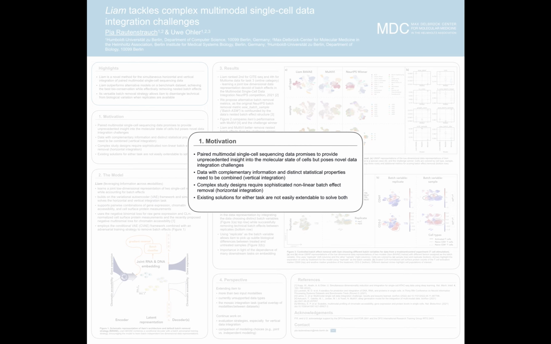So multimodal single-cell sequencing data really promises to provide unprecedented insights into the molecular state of cells, but at the same time it poses novel data integration challenges. On the one hand, we need to combine data with complementary information that follows distinct statistical distributions, and on the other hand, we need to remove batch effects between multiple samples. And I call these two different tasks vertical and horizontal integration tasks here. While there exist solutions for either of these tasks, they're not easily extendable to solve both of these problems at the same time.